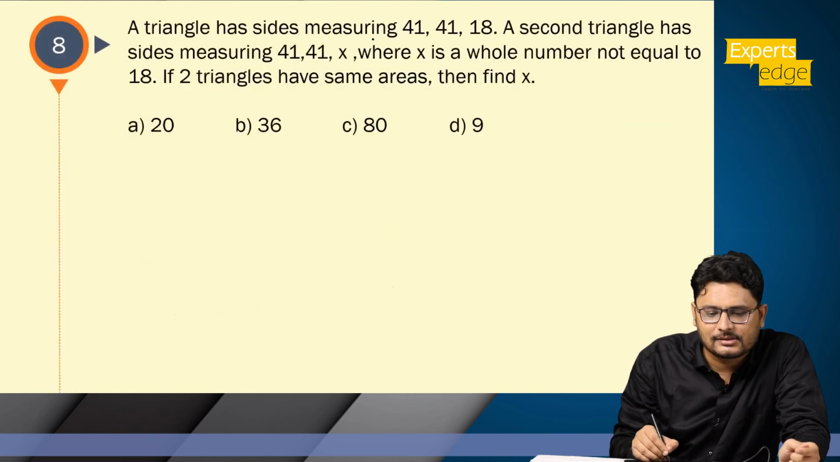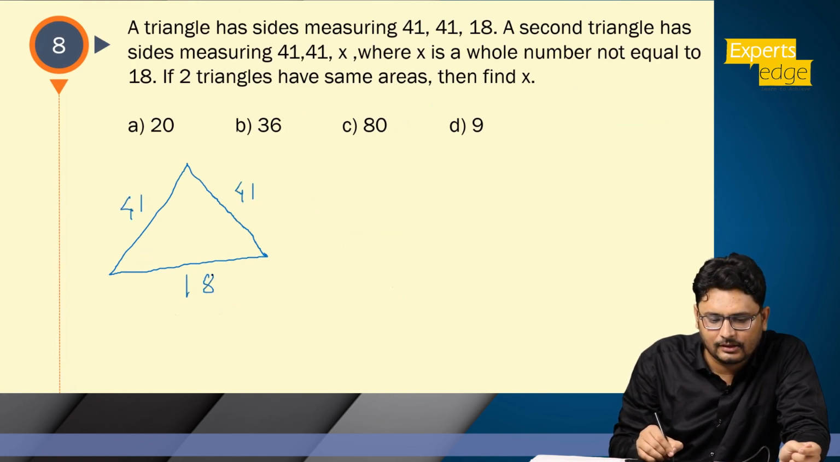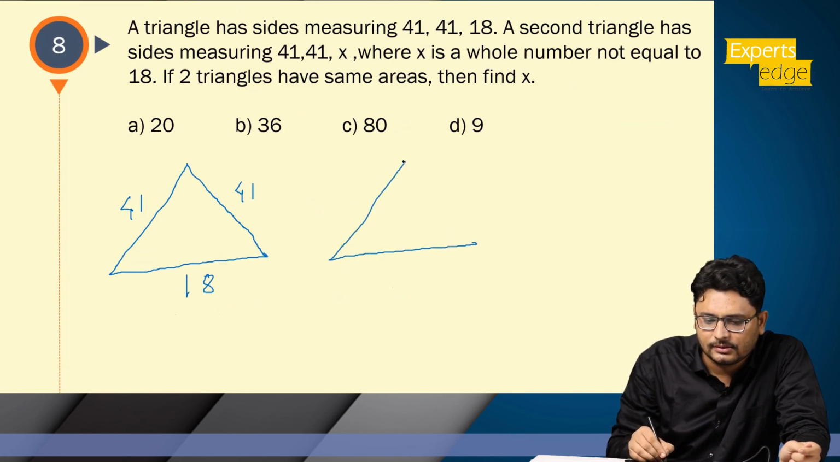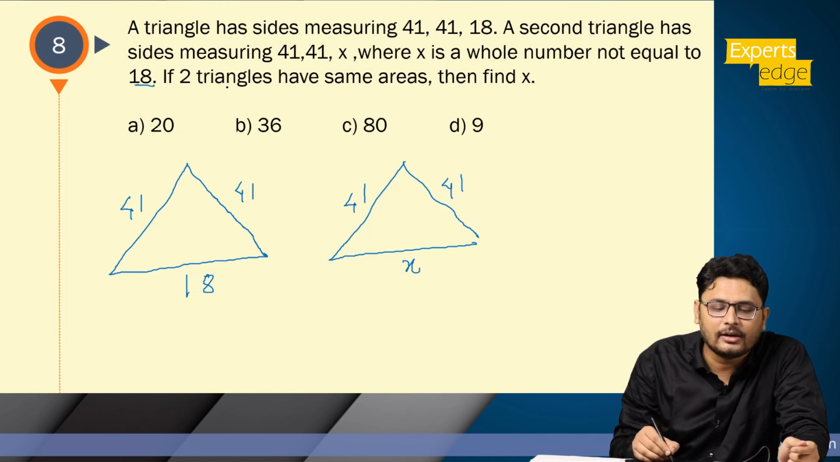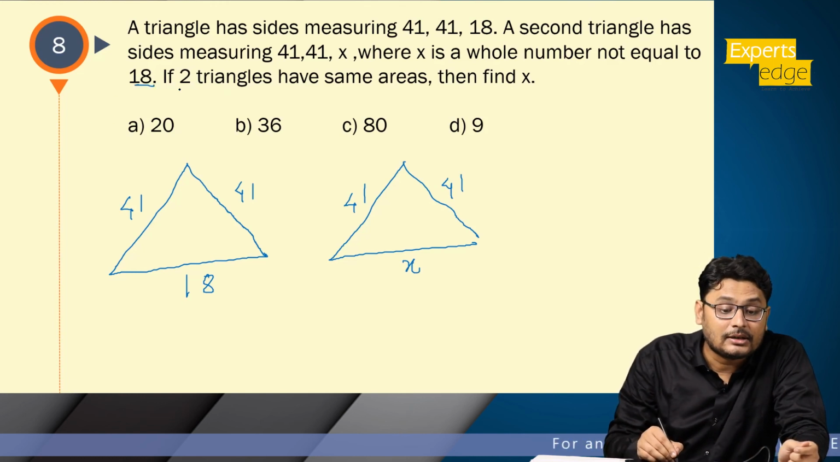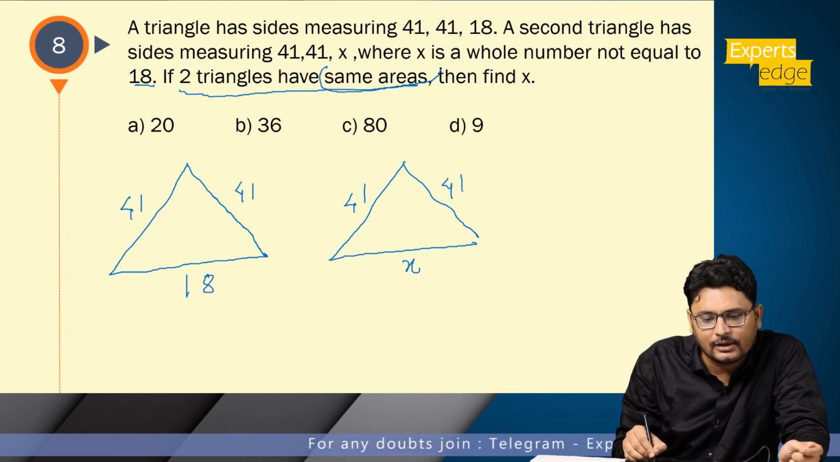A triangle has sides 41, 41, 18. Let me draw a diagram. Again an isosceles triangle. Another triangle has the same sides, it is also 41, it is also 41, and this is x. Don't say x is 18. He has clearly said x is not equal to 18. And what clue has he given? That the two triangles have the same area. I don't know what the area is, but whatever it is, it is the same for both, right?